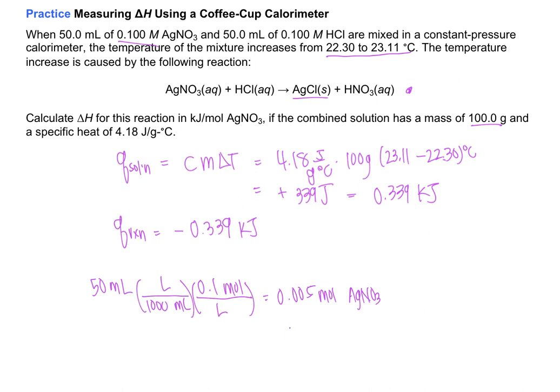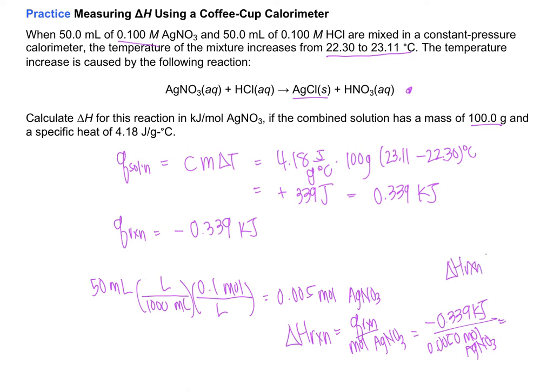So to find the enthalpy of my reaction, I'm going to do my heat of my reaction divided by my moles of silver nitrate. And I have negative 0.339 kilojoules divided by 0.0050 moles of silver nitrate. So when I plug all that in, the heat of my reaction is negative 67.8 kilojoules per mole of silver nitrate.